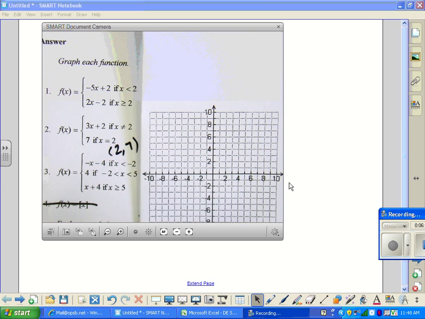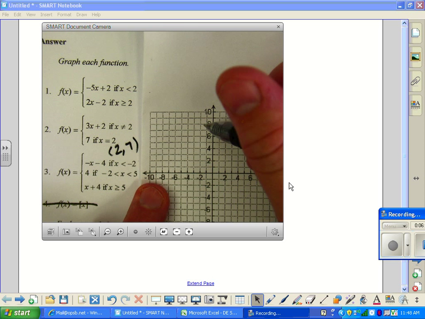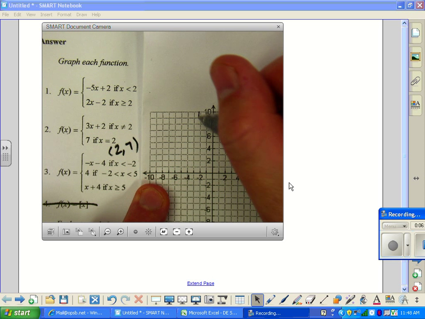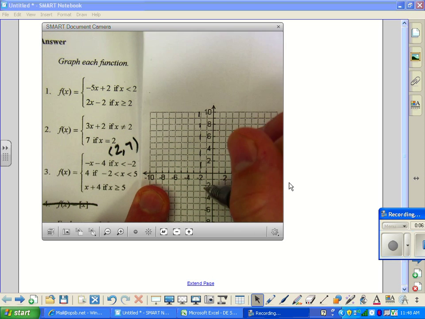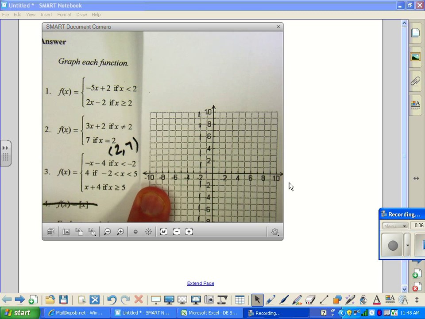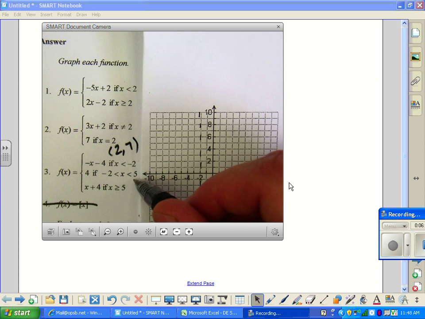So let's look. These have inequalities, so I have some boundaries. I've got some that's less than -2, between -2 and 5, and then greater than or equal to 5. So let's go to -2. Let's put us a boundary here. And then at 5.